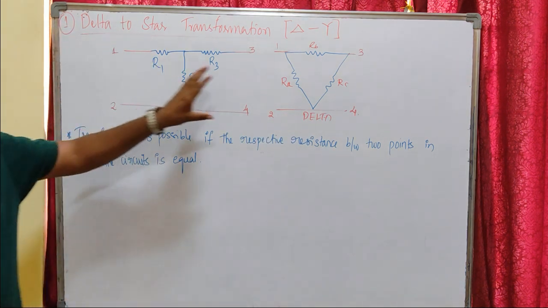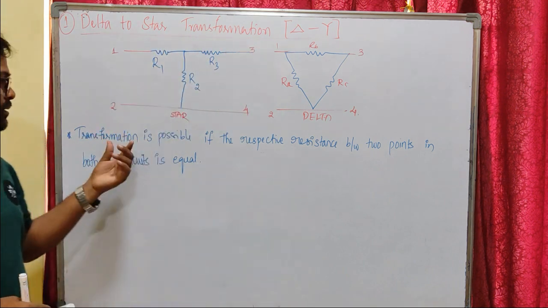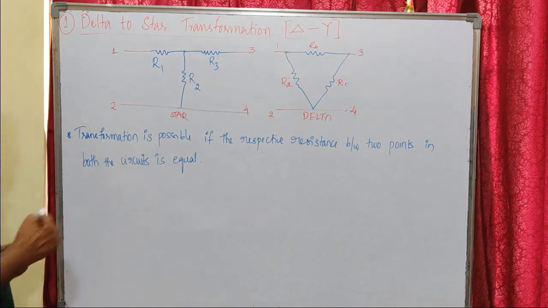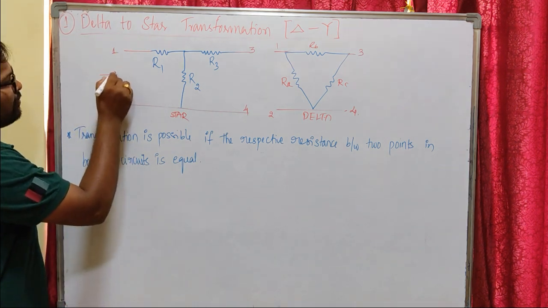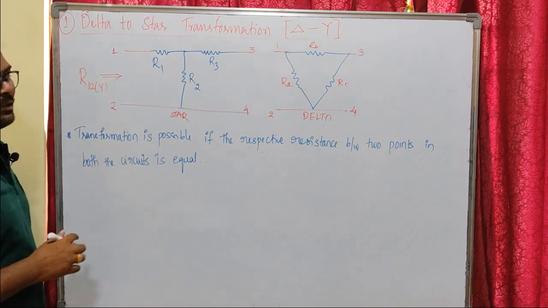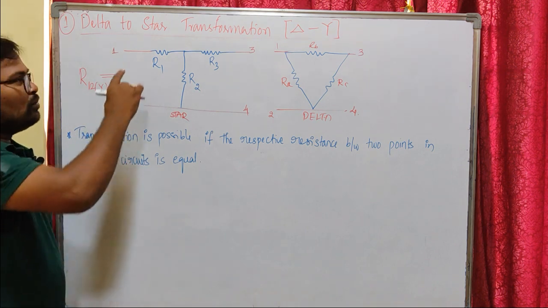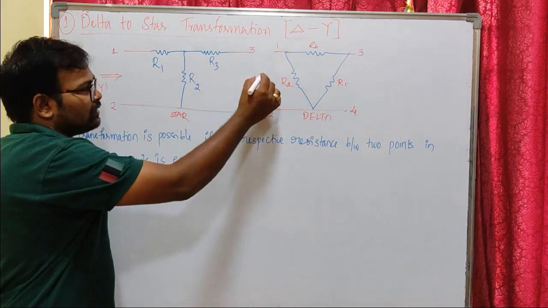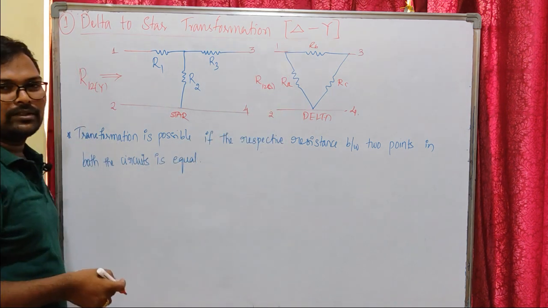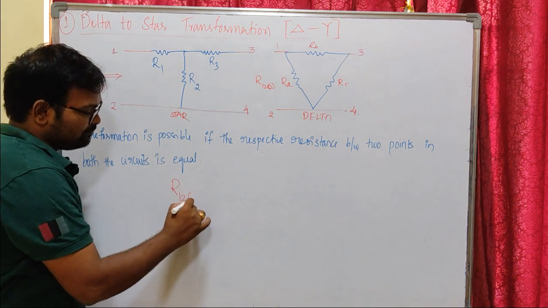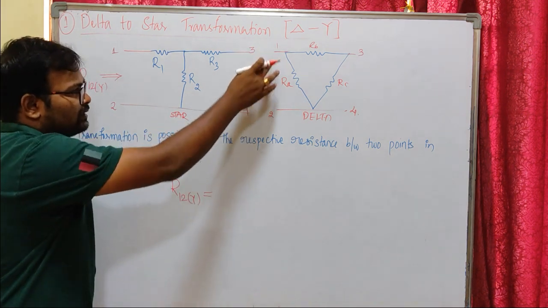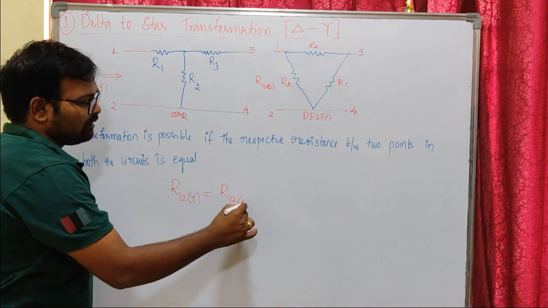The transformation of delta to star or star to delta is possible if the respective resistance between two points in both the circuits is equal. Let us assume the resistance between points 1 and 2 is R12 star, because it is a star connection. The respective resistance between two points of one network should be equal to the respective resistance of the other network, that is R12 delta. That means the resistance between points 1 and 2 of the star connection should be equal to the resistance between points 1 and 2 of the delta. This is what the statement means.